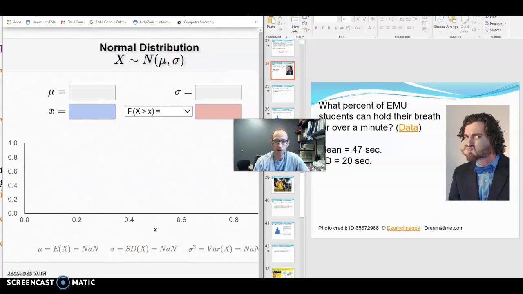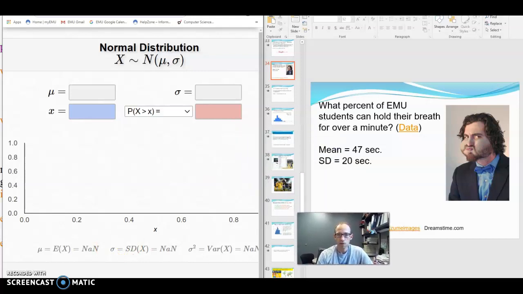So in a previous video, we looked at some tools for managing normally distributed data. Now we're going to just apply those and try some practice here. So first question is, what percent of EMU students can hold their breath for over a minute? Now I actually have data on this for a couple hundred students. And of those students, the average breath holding time was 47 seconds with a standard deviation of 20.